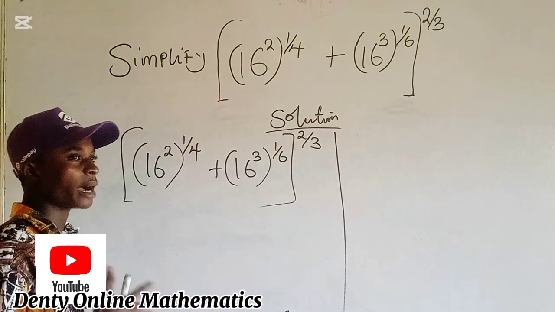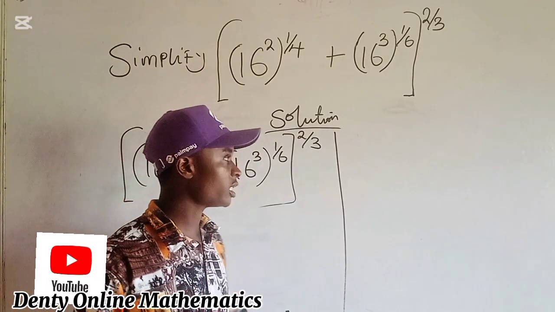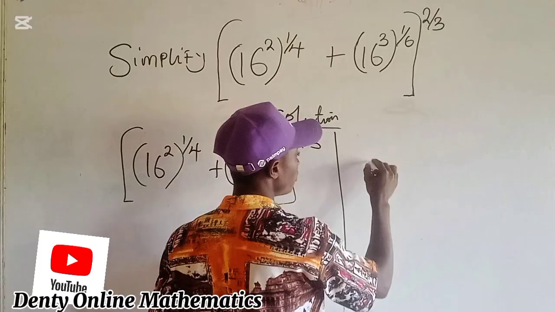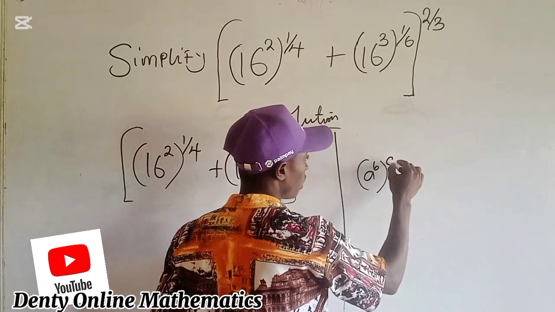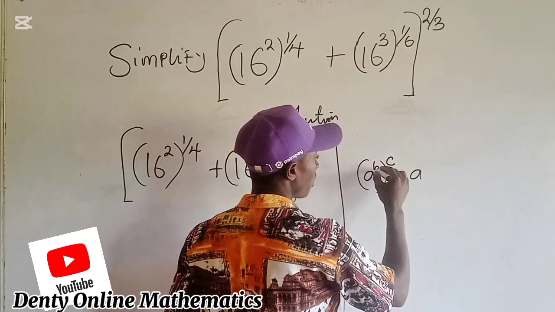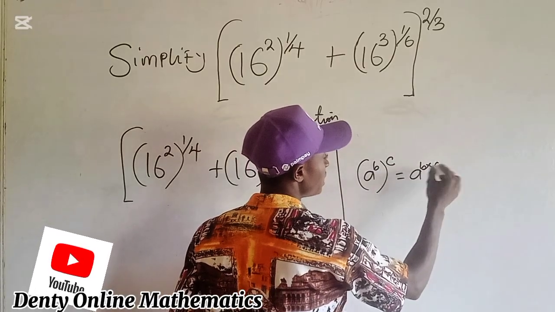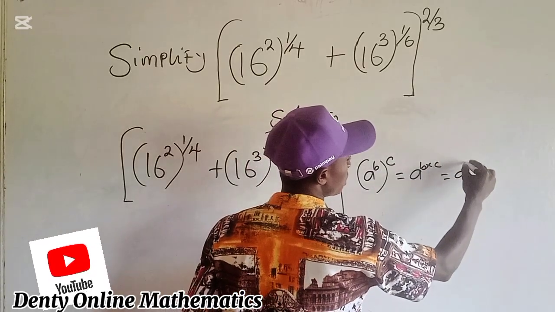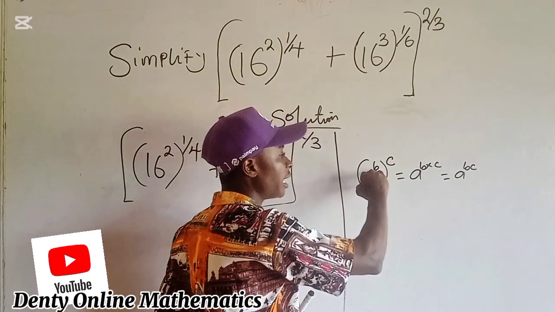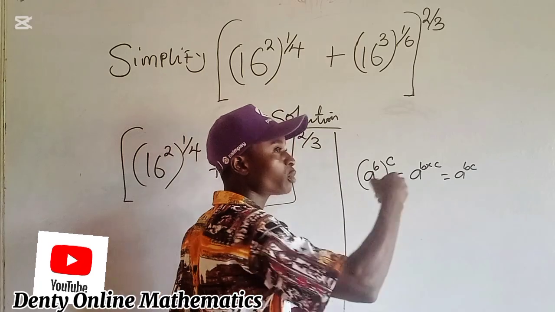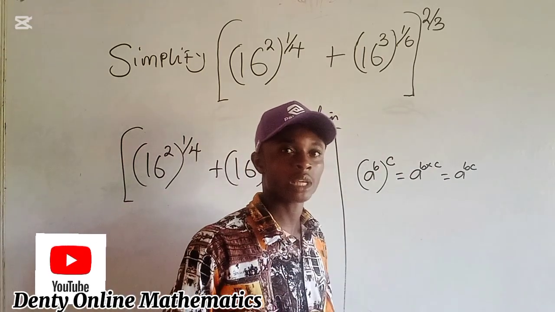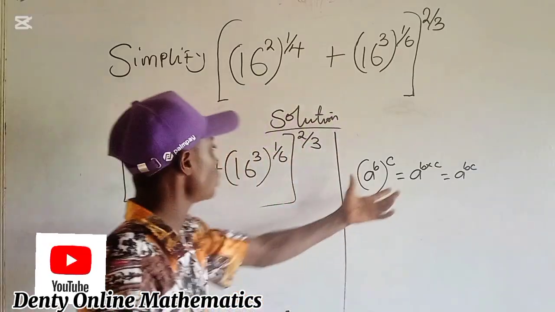Now you know that by the power law of indices, if you have a raised to the power of b, raised to the power of c, this is the same thing as saying a raised to the power of b times c, which will give us a raised to the power of bc. That means if you have an exponent inside the bracket and another exponent outside the bracket, you can multiply both exponents. You get? Now let's use that to come here.